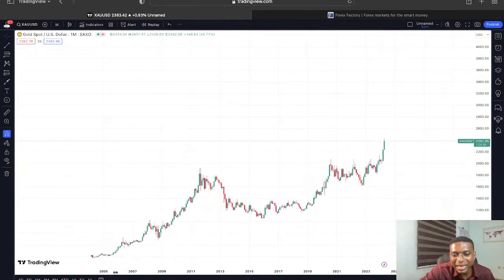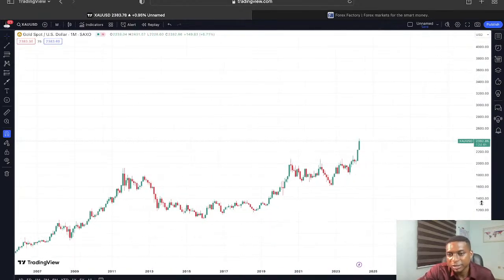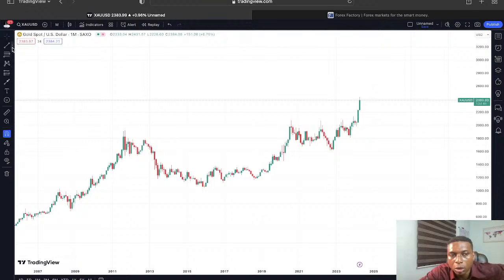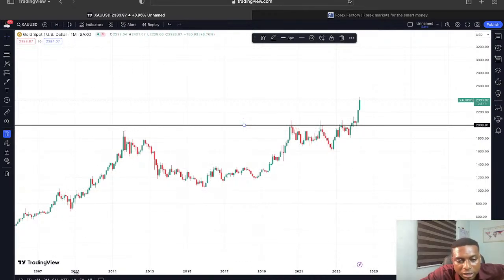The gold has made a significant run in the past few years. Not even recent years, because when you look at it now, the gold made a significant breakout from its previous high in 2011 and its previous high in 2020, 2022, 2023.